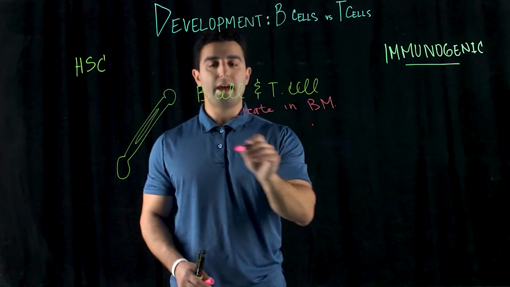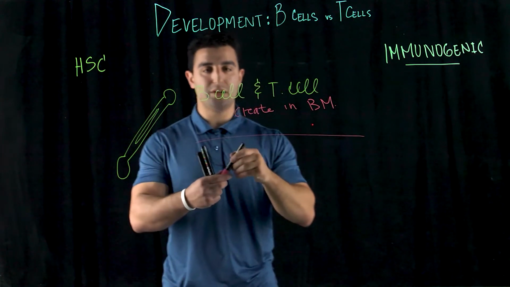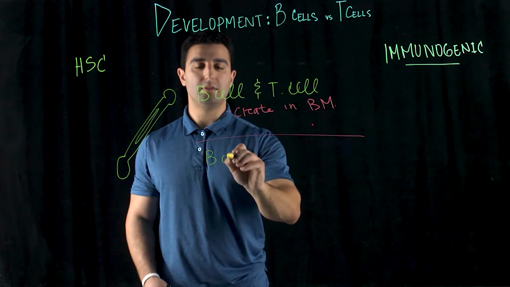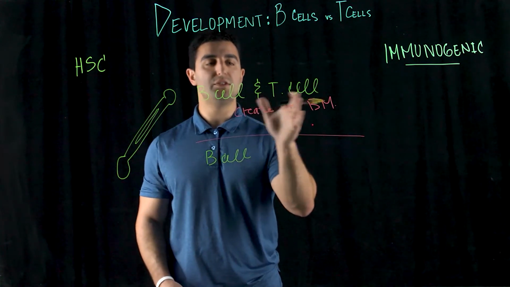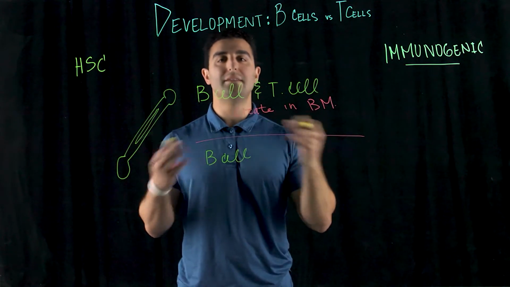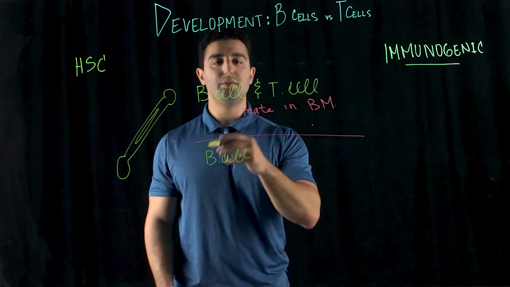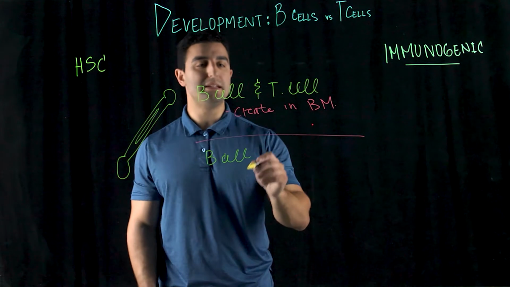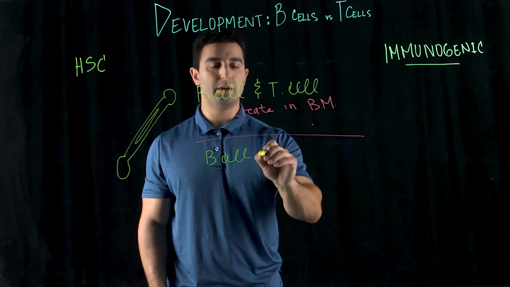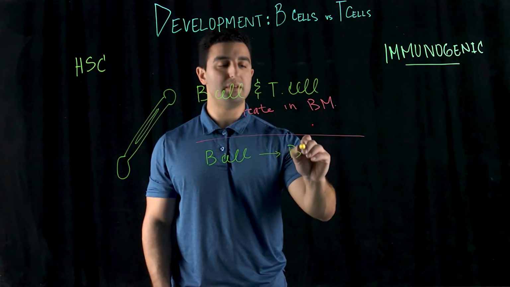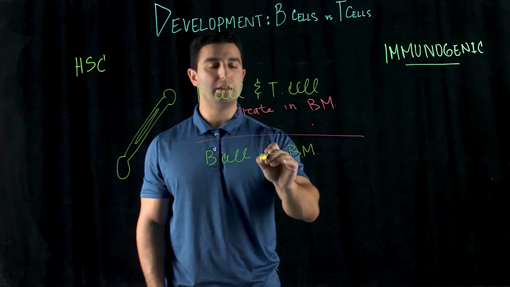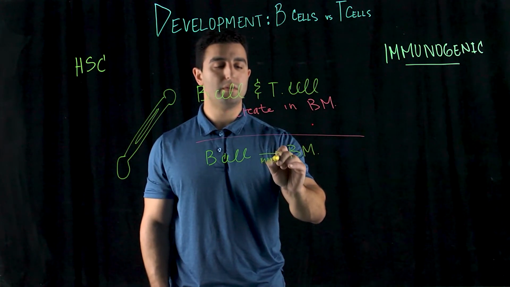However, when we look at the maturation, it's completely different. B cells, right? Just because these cells are created doesn't necessarily mean they're immunogenic, right? They need to be activated somehow, and they're activated through the maturation phase. So B cells further develop in the bone marrow. Their maturation phase takes place there, so they mature in the bone marrow.